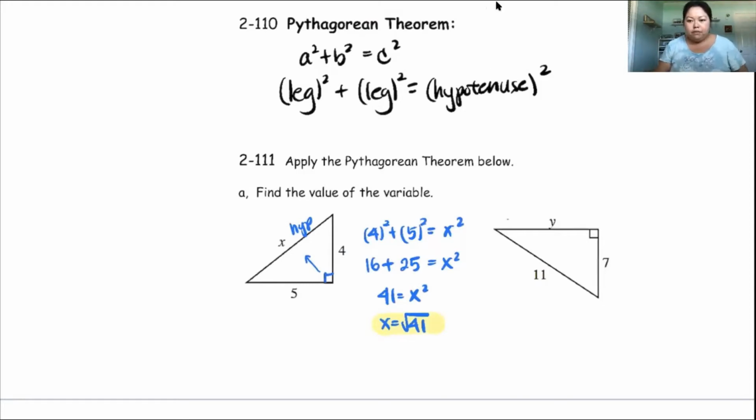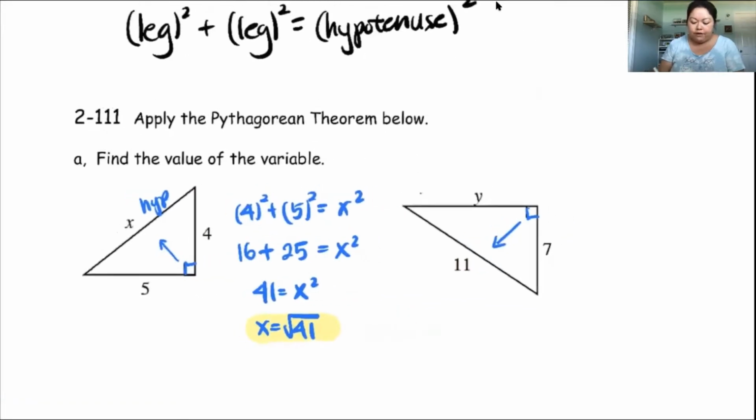Okay, and the second problem here, again, we start by recognizing where the hypotenuse is. Here is your right angle, and the opposite of it is 11, so my hypotenuse is 11. Then y and 7 are my legs. Again, doesn't matter which one's first, so it's really up to you. I'm just going to put y first, so y squared plus 7 squared must equal 11 squared. So leg squared plus leg squared equals hypotenuse squared.